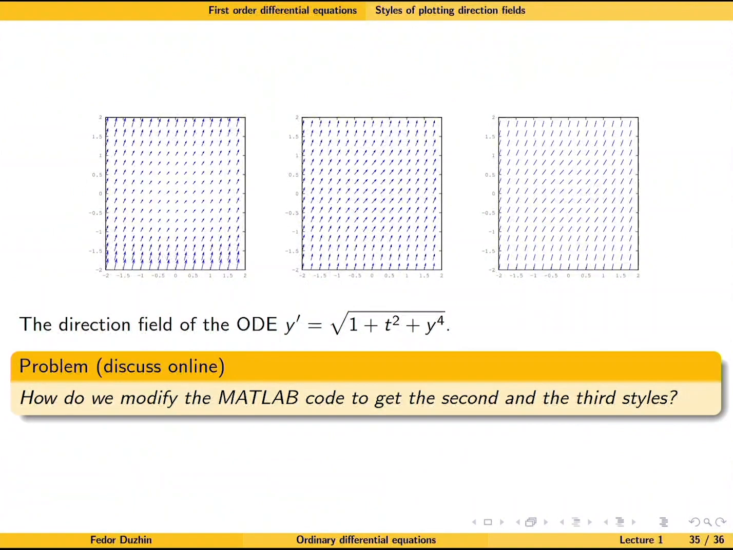So now, the challenge for you is to modify the existing MATLAB code. My MATLAB code is for the first of them, the left one. How do you modify it to get this or this? It's a bit of a challenge for you, and it is actually important because usually we are going to use this, since it's the most convenient visualization to process.